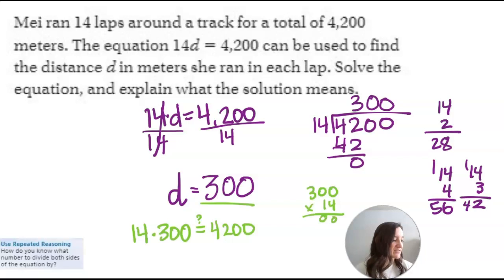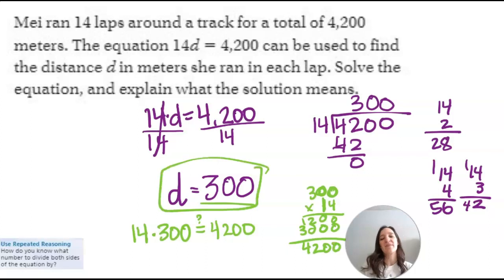That's 0, 0, 12. I'm going to multiply everything by 1, but I'm going to put a 0. Then I'll go 1 times 0 is 0. 1 times 0 is 0. 1 times 3 is 3. Add that up. I get 4,200. Whew. I did it correctly that time. So D equals 300. D stood for the distance in meters she ran. So she ran 300 meters in each lap.